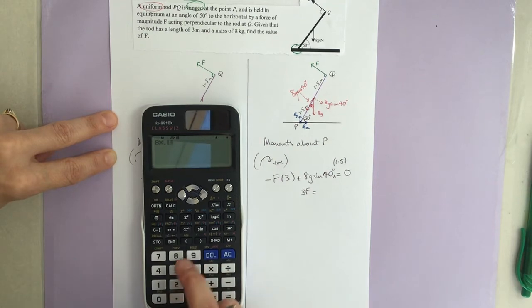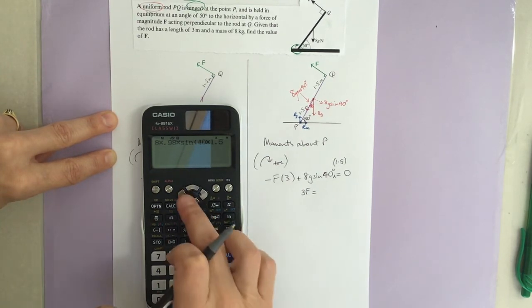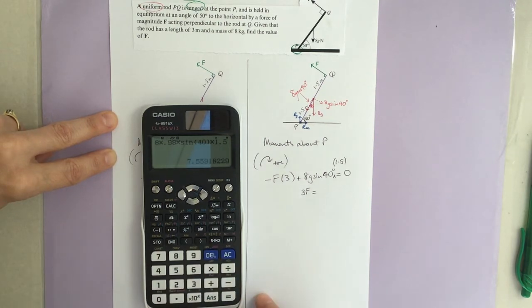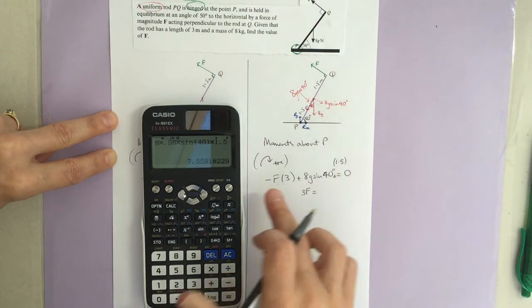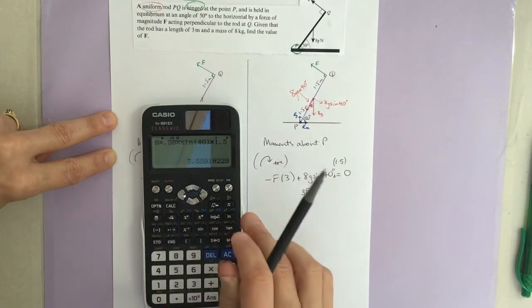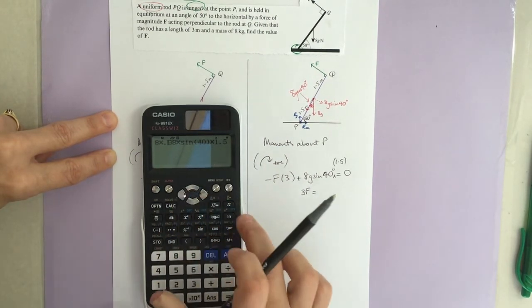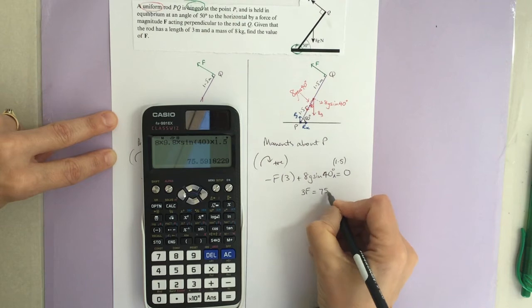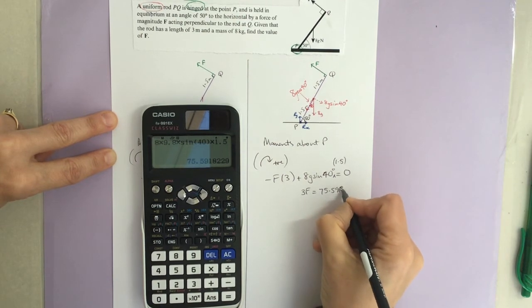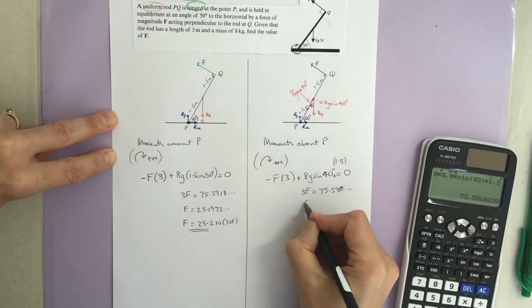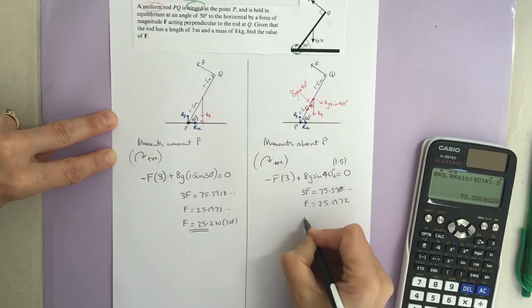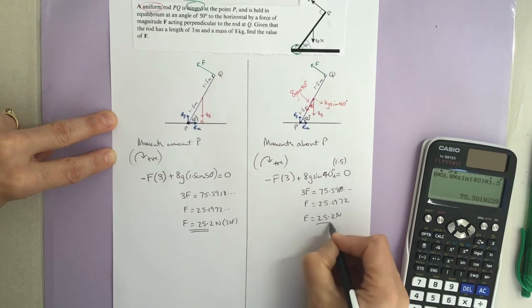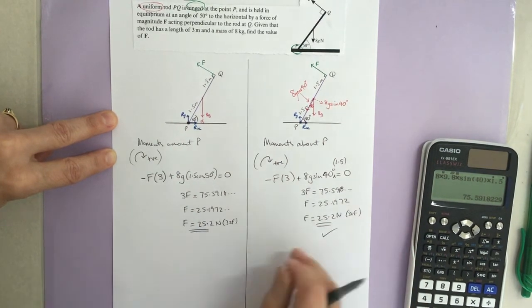So 8 times g times 9.8 times sine 40, and then my 1.5 is my distance. Let's just check that. I can see I've made a mistake there, look, 0.98, so let's go back in and sort that out. So 9.8 for g, so there we go, 75.5918, same as here. So F is equal to that divided by 3, so F is equal to 25.2 newtons to 3SF. That's definitely right because it's the same answer.